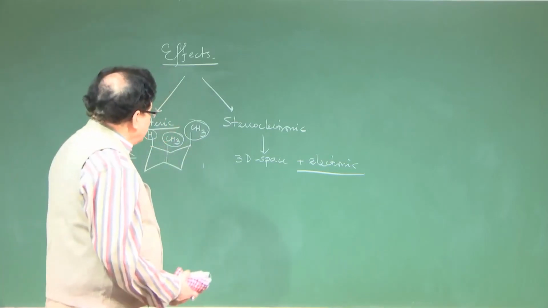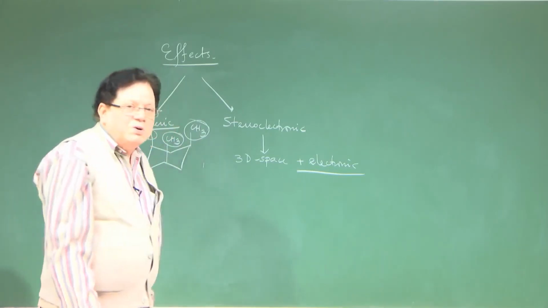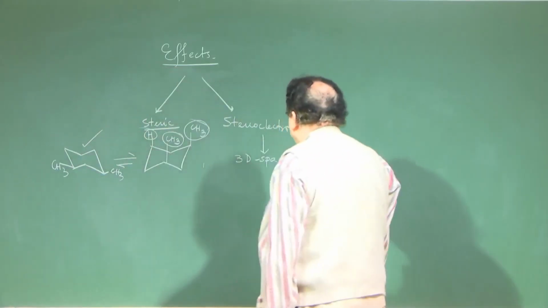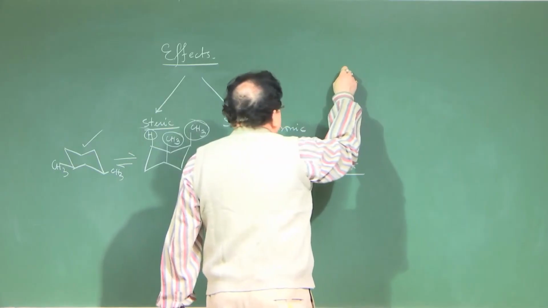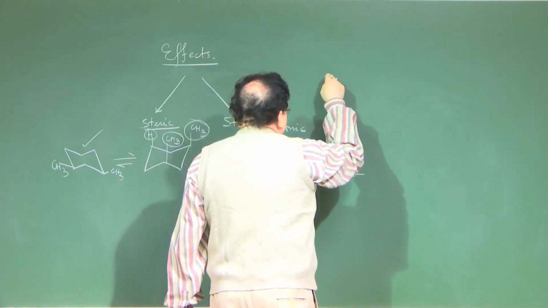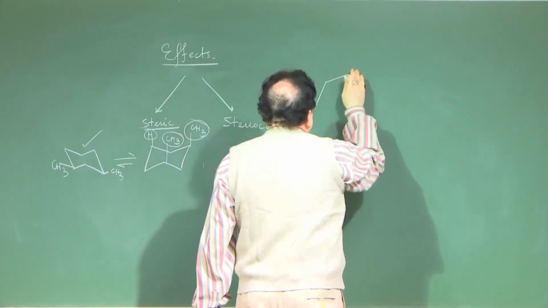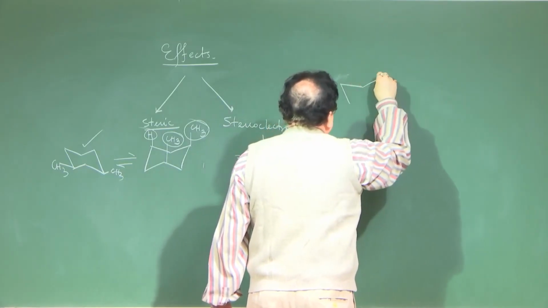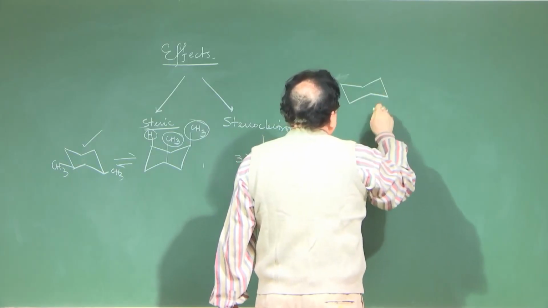Okay. So, let us give an example of a stereoelectronic effect controlling the conformation of a molecule. Let me try to draw it.